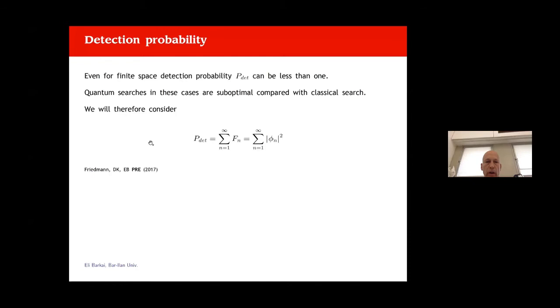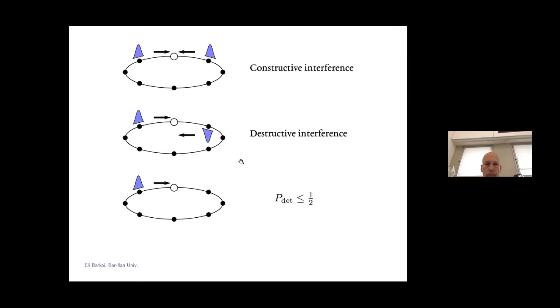So the detection probability is simply the sum of the Fn's, the probabilities to detect at the first attempt till infinity, or the sum of the amplitude squares. So what is the problem? Let us consider a specific example, a very simple one. Let's say you have a ring. Then we detect on this node here, the empty circle. Then if you had a classical random walk, no matter where you start, you would detect the particle with probability one, maybe after one attempt, two attempts, whatever, but eventually you detect the particle. In that sense, classical search is efficient. On the other hand, in this case, if you start, let's say here, you will detect only with probability half.